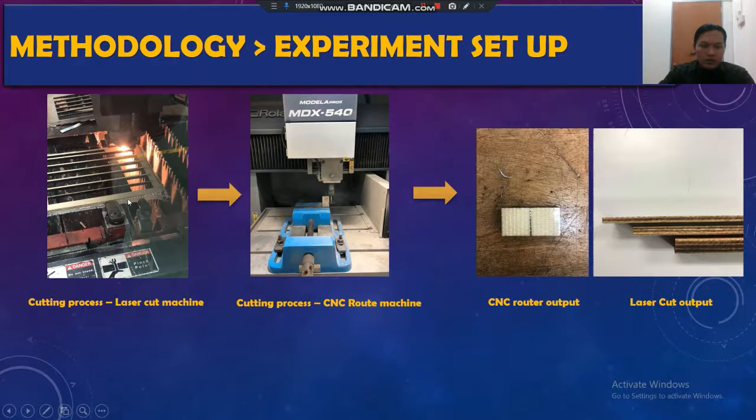So the first process we use is laser cut to get the result. The second process is the CNC router machine. So we can see in my result from the cutting process, this one is from the CNC router, and this one is from the laser cut process.